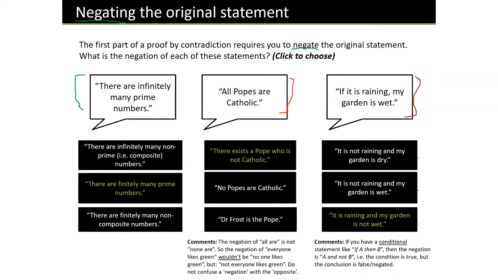Now this is saying it is raining, but my garden is not wet, and therefore that's a negation of this bit here. So when you've got a conditional statement, something like if A, then B, the negation is A and not B. So A is true, but B is not. That's how we negate.